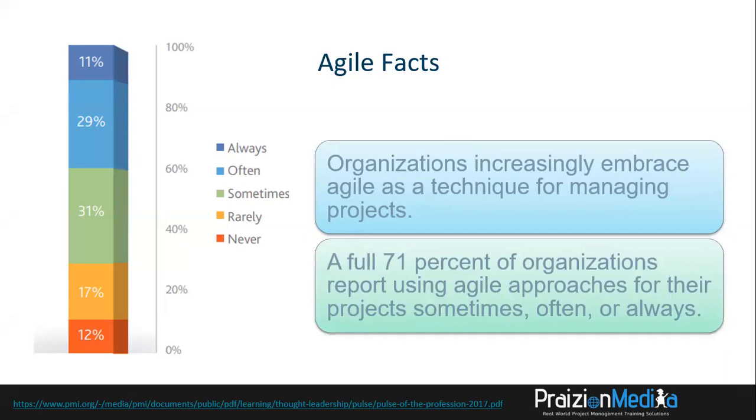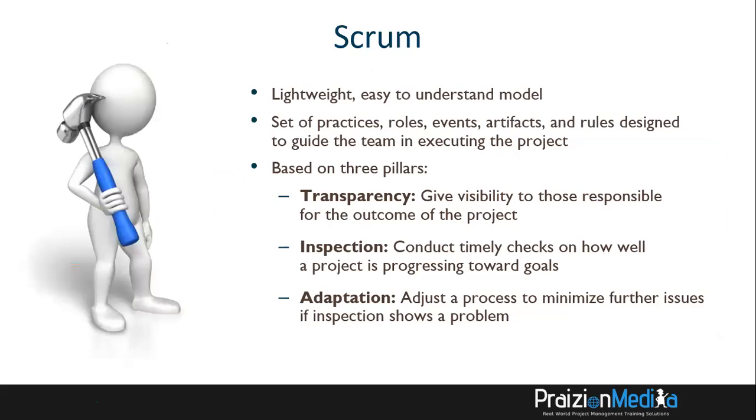Think about that. That is a massive amount of companies, 71%. And you know, of those 71% of firms, if you were to dig deeper, you will find that of the firms who use Agile, 70% of them use Scrum. What is Scrum? It's a lightweight, easy to understand model. It contains a set of practices, roles, events, artifacts, and rules designed to guide the team in executing the project.